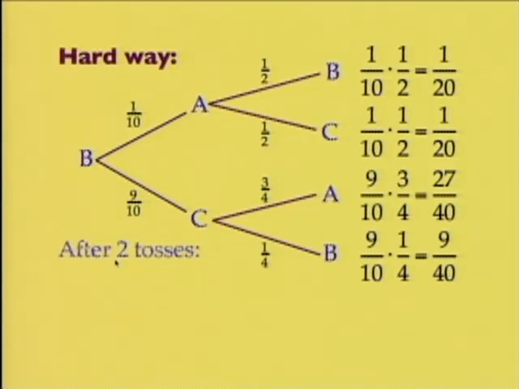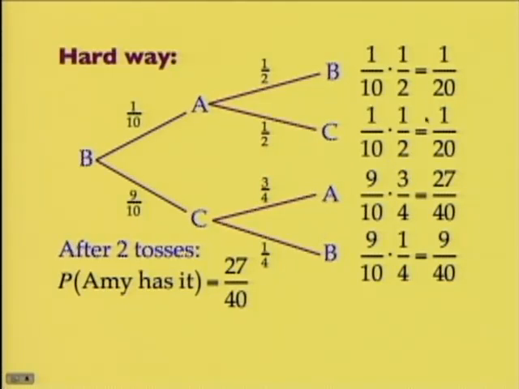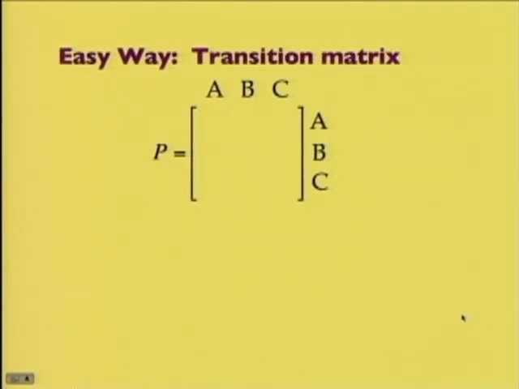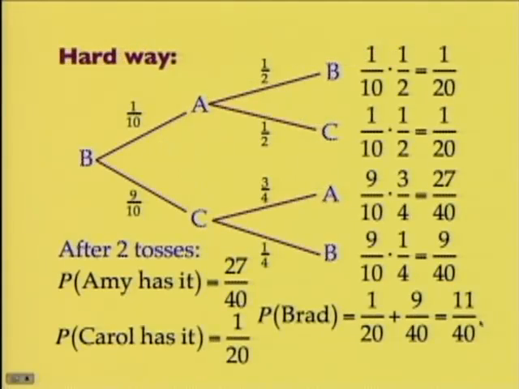So the probability then, after 2 tosses, that Amy has it is just this one, 27/40ths. The probability Carol has it is just this one, 1/20th. And then Brad, you've got to take both of these into account and add them together to get 11/40ths. Okay? I'm sorry, I didn't mean to flash that away. So that would be the answer for 2 tosses.